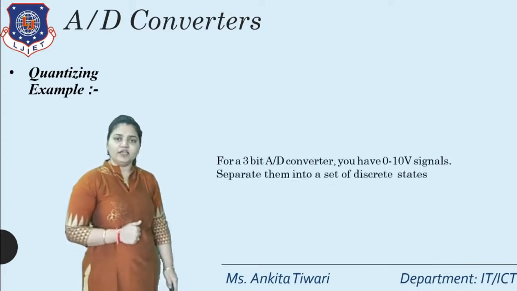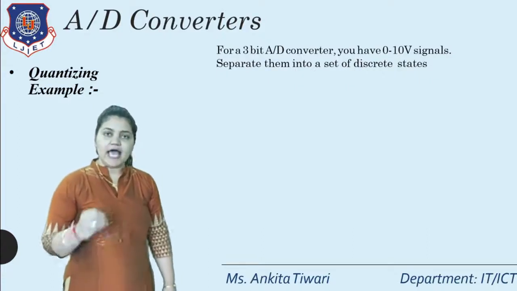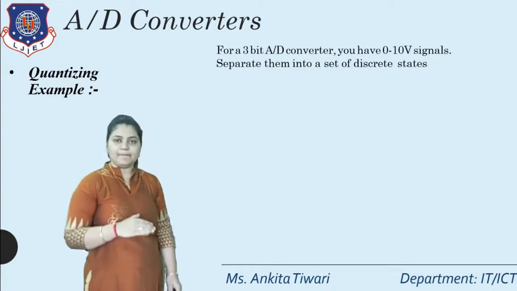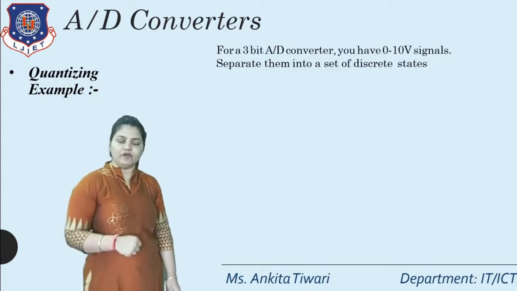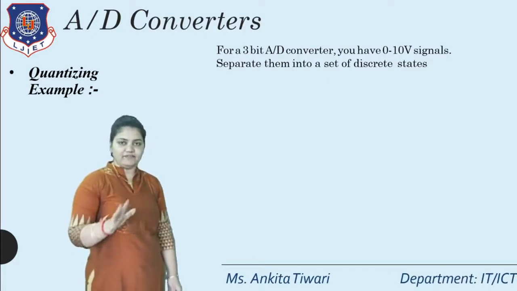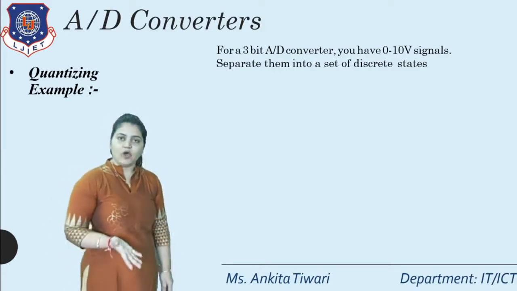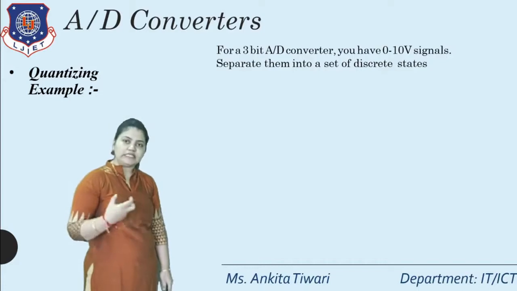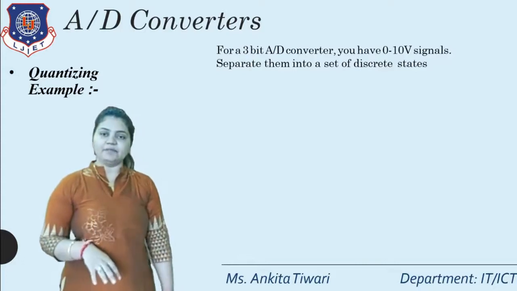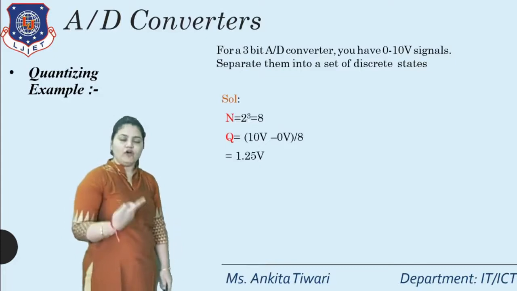It is quantizing. Now here is the example. Suppose we have a 3-bit A to D converter and you are applying a voltage signal of 0 to 10 volts. Whenever you take a voltage value, we know we have to define V max and V minimum. So here the V max value is 10 and the V minimum value is 0. Now how do we count the analog signal and divide it into groups? Here we will separate it into a set of discrete states.